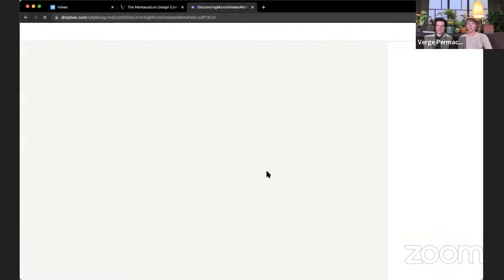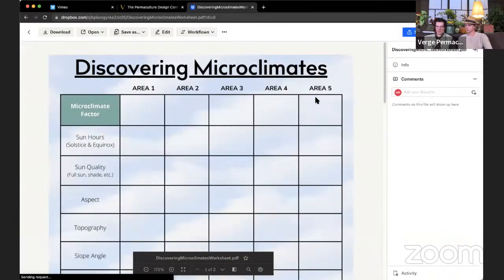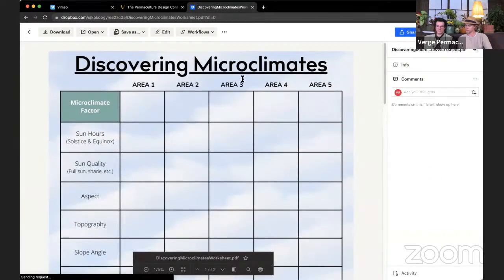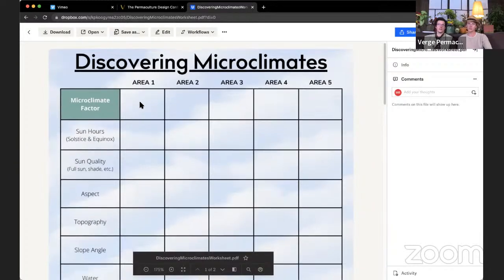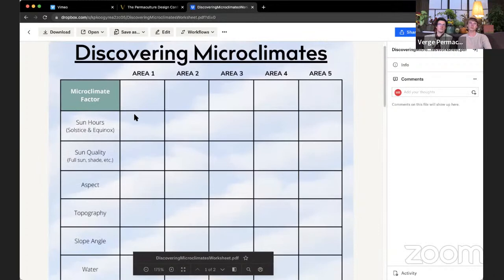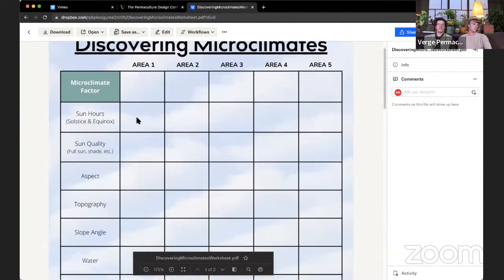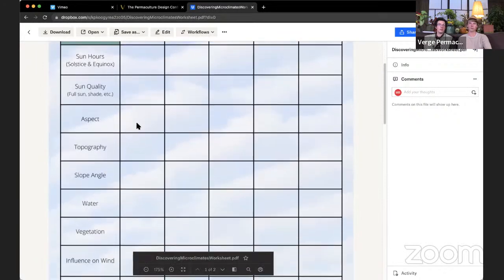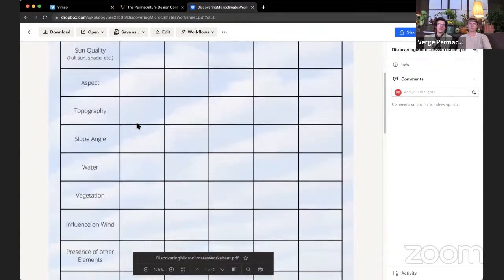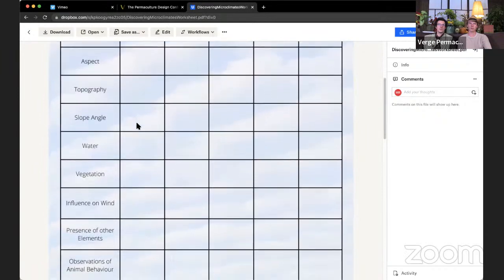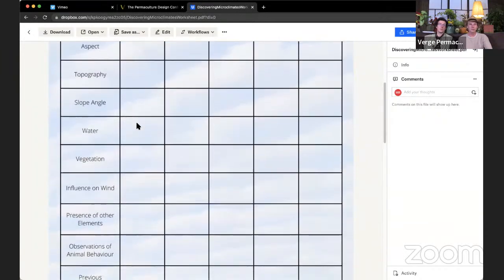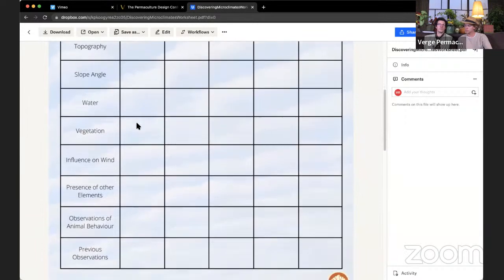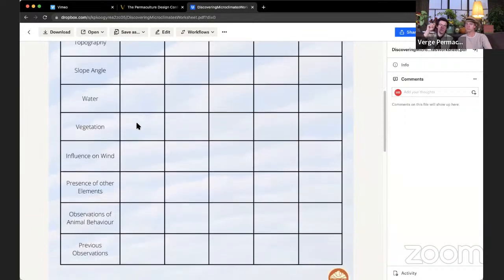And so you can print this off and go around. You can label area 1, area 2, area 3, area 4, area 5, whichever one you want in there. You go around and see how many sun hours you have, what the sun quality is, the aspect, the topography, slope angle, if there's water present, vegetation, influence on wind or from wind, presence of other elements, observations of animal behavior. And that's what I really wanted to get into.